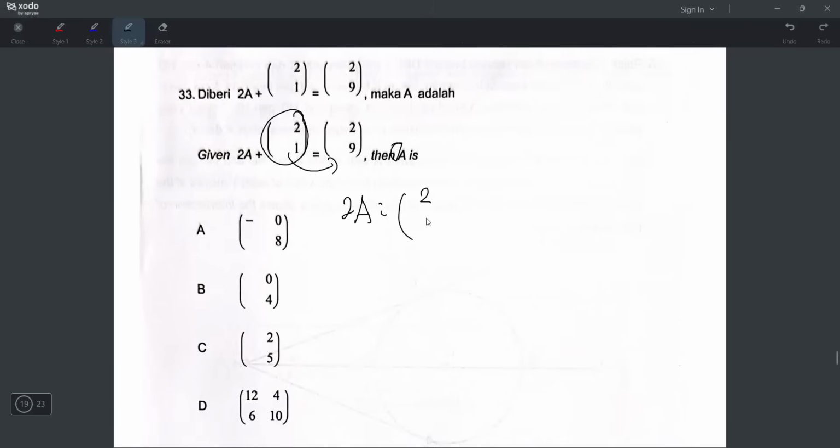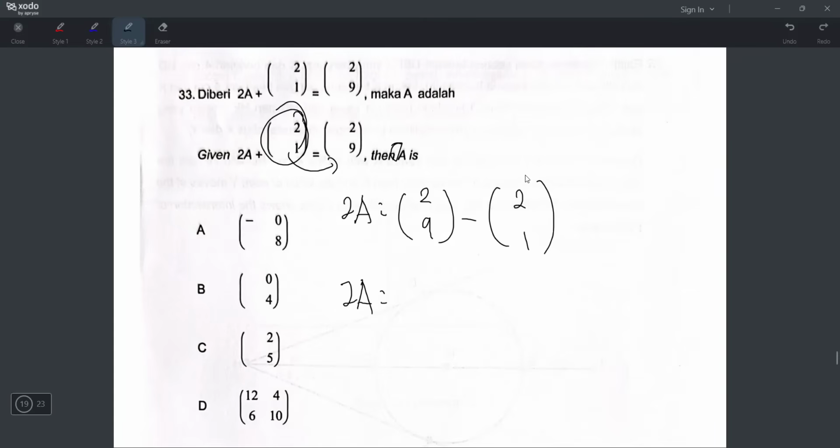So 29 and then minus with what? Plus, sent over here, becomes minus with 21. Okay, if you're trying to find a, means you want the a to be single. That is why you move this here. Okay, the 2, leave it first. Now we have to take this matrix minus this matrix.